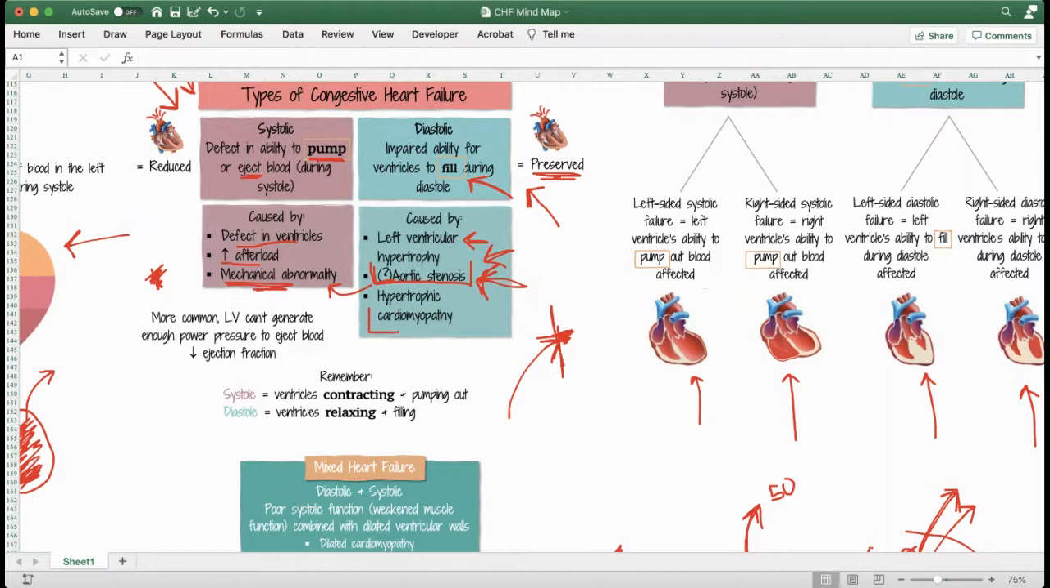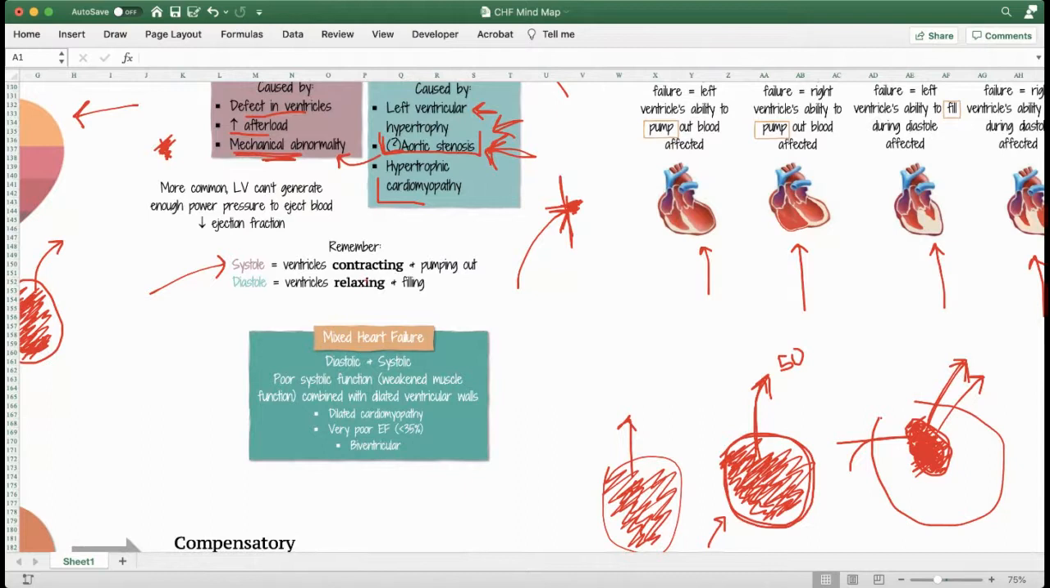Basically, it's just hypertrophy of the whole heart instead of just the left ventricle, right? So we've kind of gone through, yeah. And again, I just put this here again. Remember that systole is the ventricles contracting, so the problem is pumping out. Diastole is the ventricles relaxing, and so the problem is with the filling.